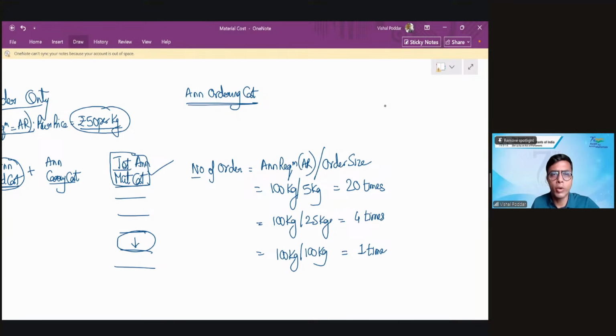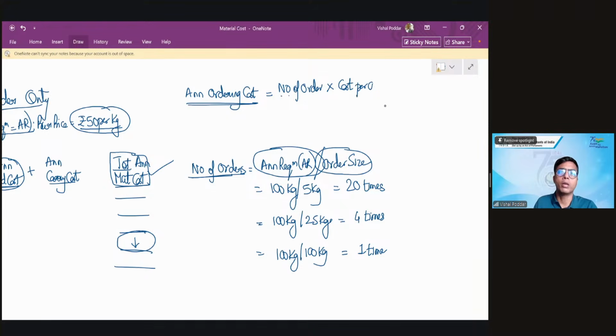So this is how I get my number of orders. What is number of orders? Number of orders is annual requirement, that is AR, upon order size. Now, how will I get my annual ordering cost? It will be the number of times I am placing orders, and every time how much is my cost per order.